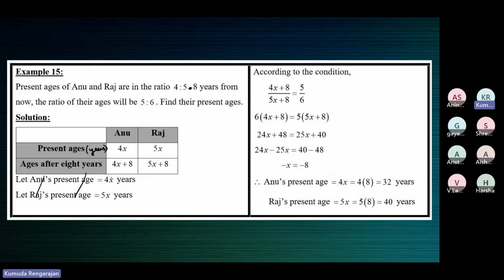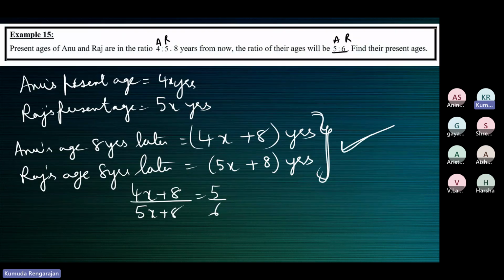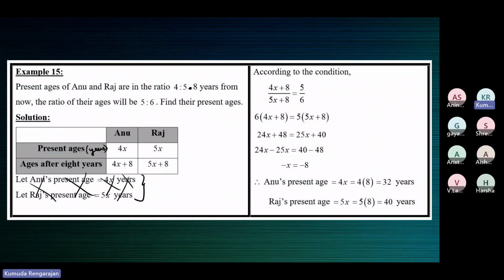You don't have to write this. The table is sufficient. Either you write statements or you make the table, any one of the two. If you make the table, you don't have to write the statements. Or you write only statements, and you don't make the table. Do one of the two. You don't have to do both. Make only the table, or if you're not making the table, write it in words completely.